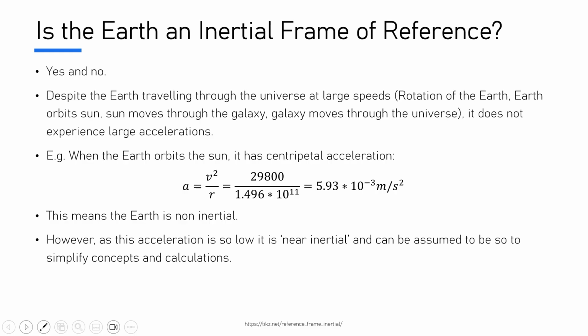The Earth itself is constantly traveling through the universe and does so at large speeds. The Earth rotates, the Earth orbits the Sun, moves through the galaxy, and the galaxy moves through the universe. However, it doesn't really speed up or slow down as it does that. The magnitude of the Earth's velocity is, relatively speaking, constant. This implies that the Earth is, therefore, an inertial frame of reference. If you're standing on the Earth, your speed really isn't changing. Except that's not entirely true.